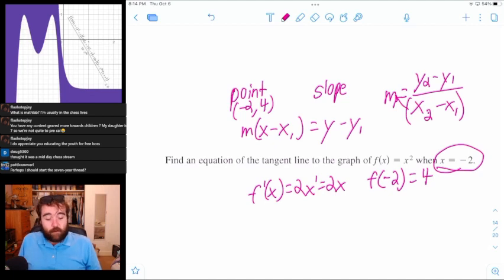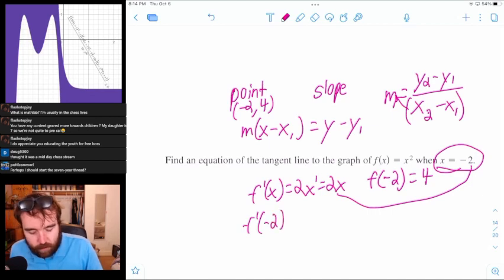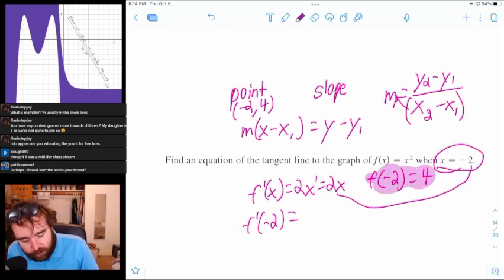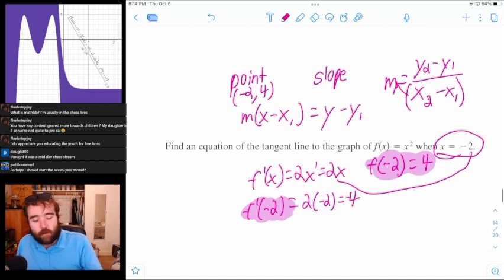And now we need to find the slope there. It's at x equals negative 2, so let's find f prime of negative 2. See how we found f of negative 2, and that got us the point? But now we're finding f prime of negative 2, and that'll give us the slope. So 2 times negative 2, that's negative 4. And so that's our slope, negative 4.